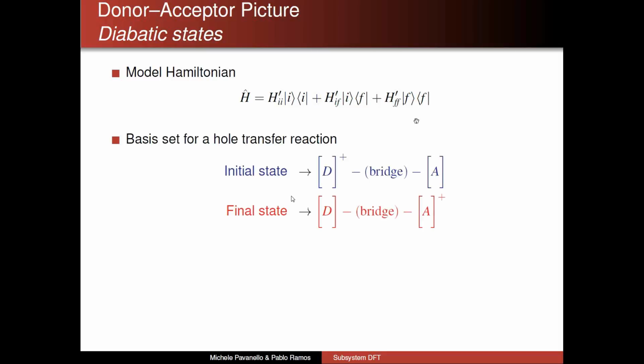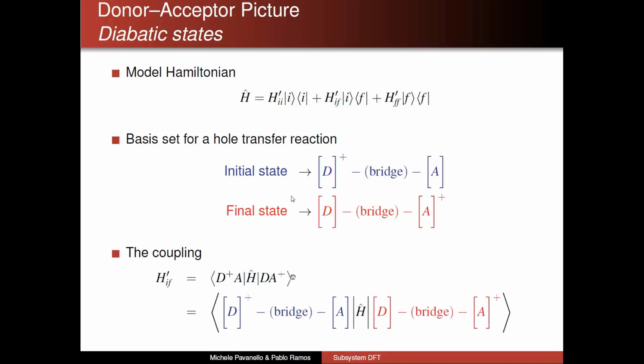So this here would be a suitable initial state in which a donor is positively charged, and then this would be a suitable final state where the acceptor is positively charged. And so obviously the coupling becomes a matrix element between a donor plus acceptor state, and then another state where the acceptor is now plus. So this would be the coupling between these two states. So you see, you have to carry out two separate calculations, one to generate the initial state wave function, one to generate the final state wave function, and then you can couple them.